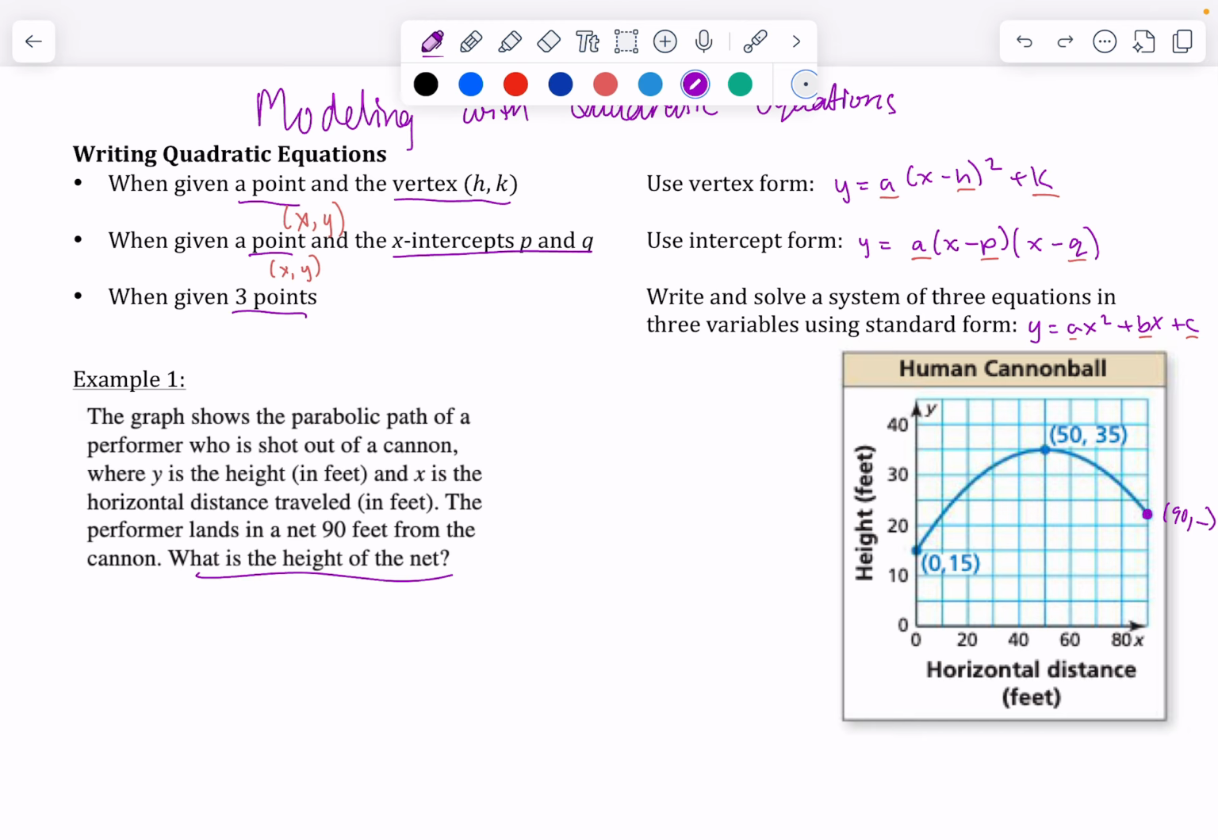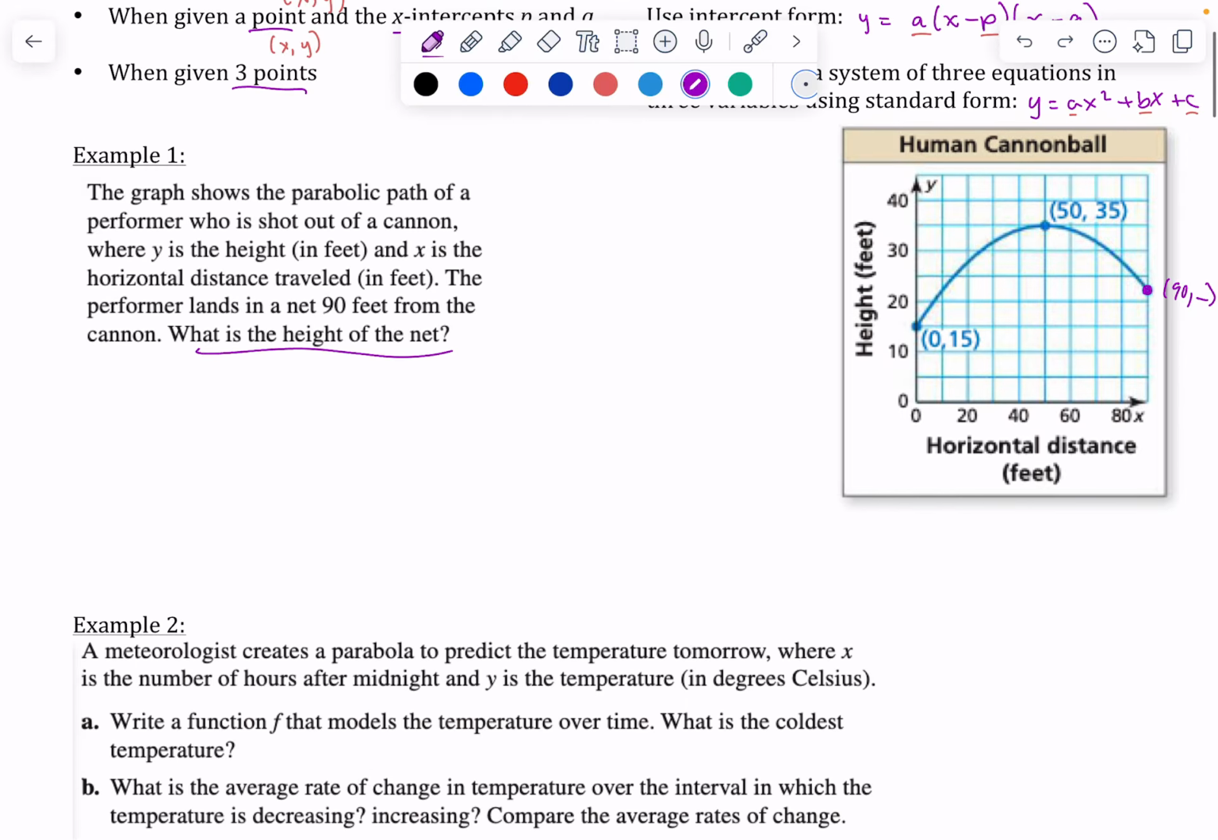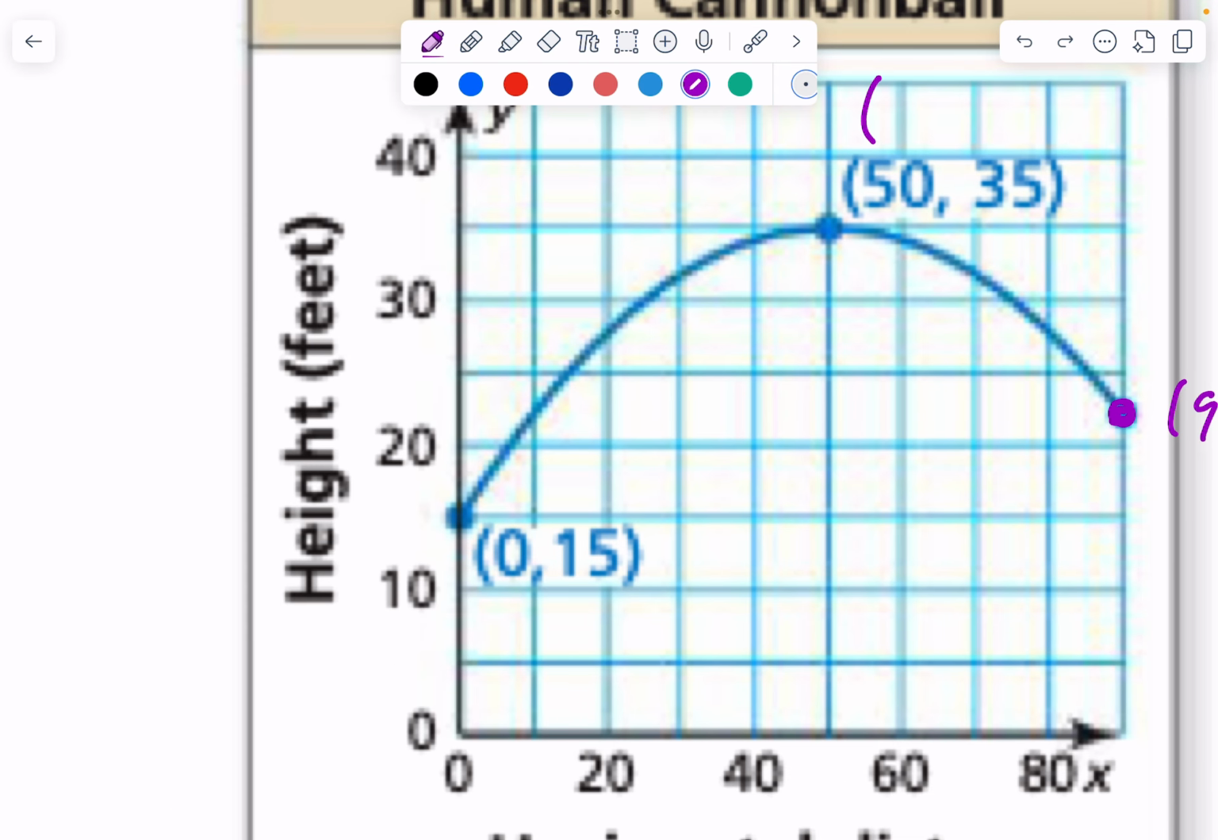So what do I have? We already identified that I have the vertex, (50, 35), and I have this point. So I'm going to use vertex form. So I begin by just writing that out. I have y equals a times x minus h squared plus k. My vertex, right, is (50, 35), so that's my h and my k value. And then my y-intercept is just x, y.